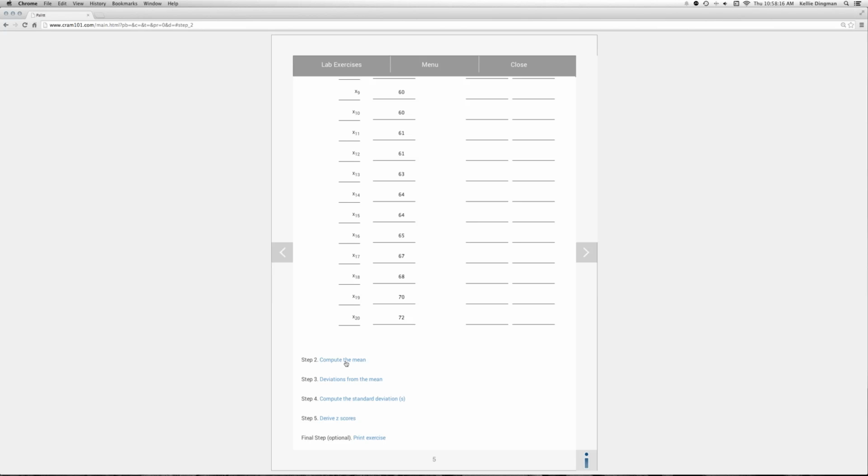First, the next step then is to compute the mean. So the mean is basically the sum of the scores divided by the number of scores in the distribution. We add all those up, we get 1208 divided by 20. We have a mean of 60.4.